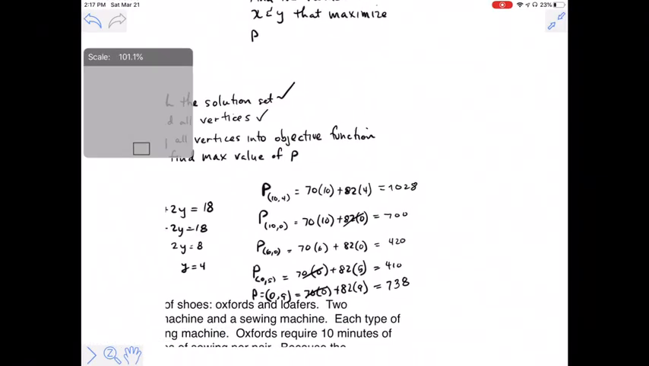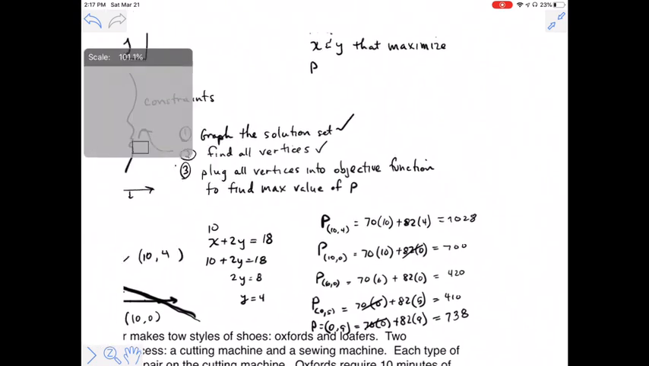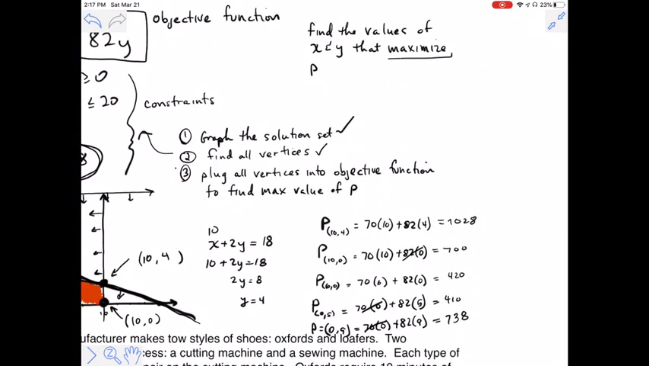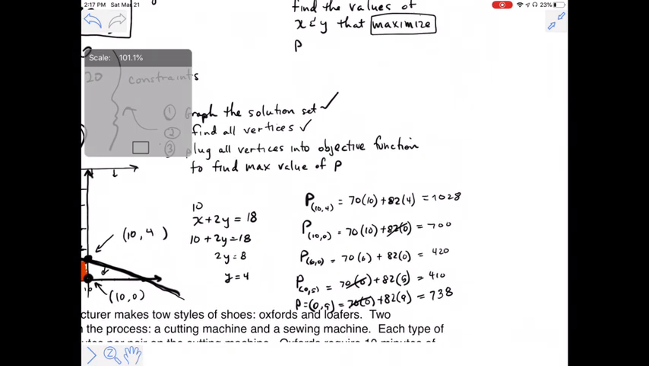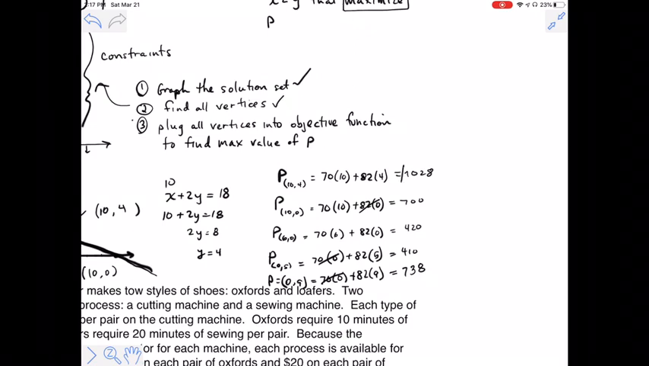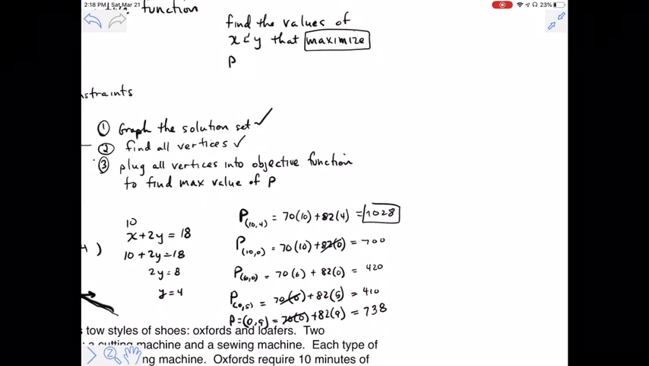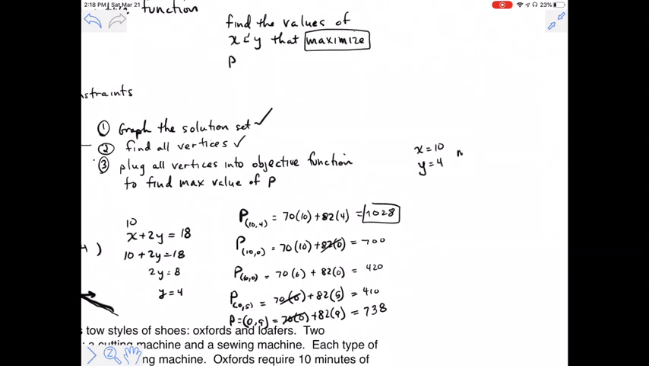Okay, now they wanted us to find the value of x and y that maximizes p, so we need to find the max value of p, that's the maximum value. So the value of x and y that maximized it, we had x equals 10, y equals 4, maximizes p.